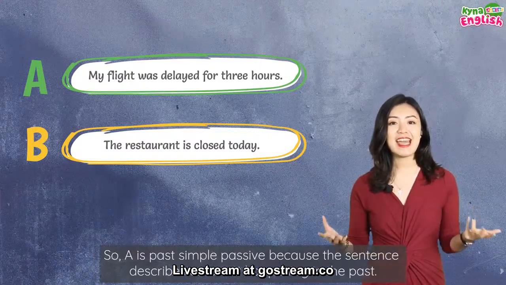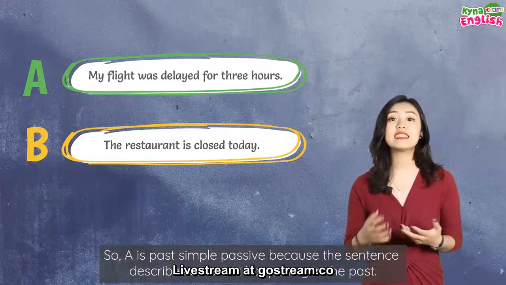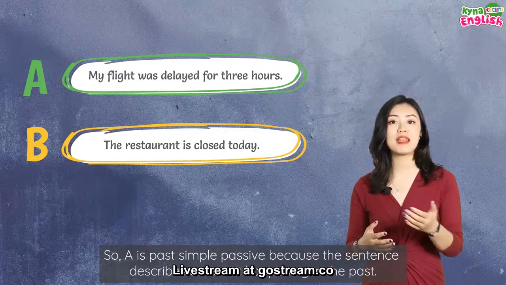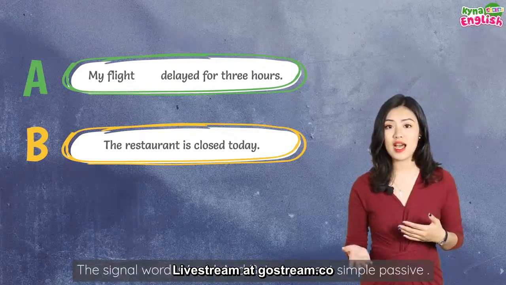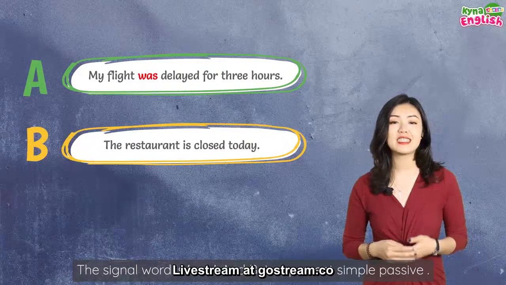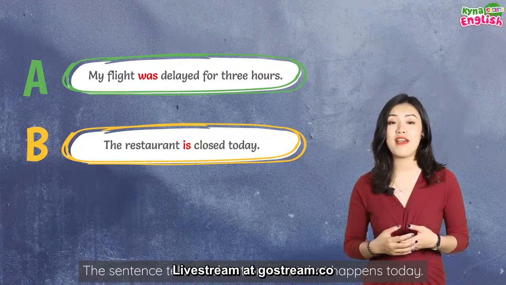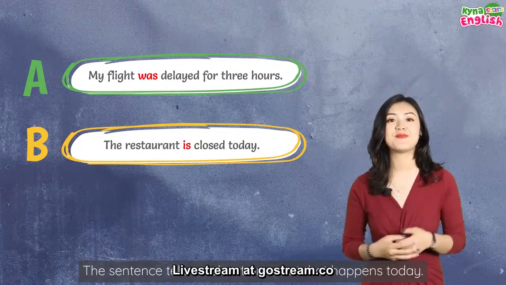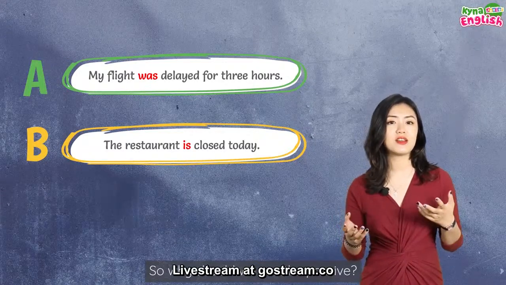So, A is past simple passive because the sentence describes an event happening in the past. The signal word is was, and B is a present simple passive. The sentence tells us about an event that happens today. So, why should we use the passive?